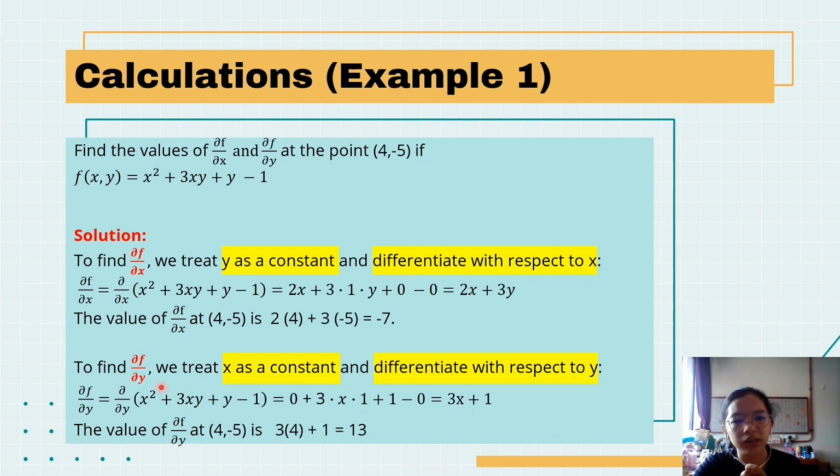So to find ∂f/∂y, we treat x as a constant and differentiate with respect to y. So we differentiate this equation with respect to y, so we will get 3x + 1. So the value is, substitute 4 and -5 into this equation, then you will get 13.